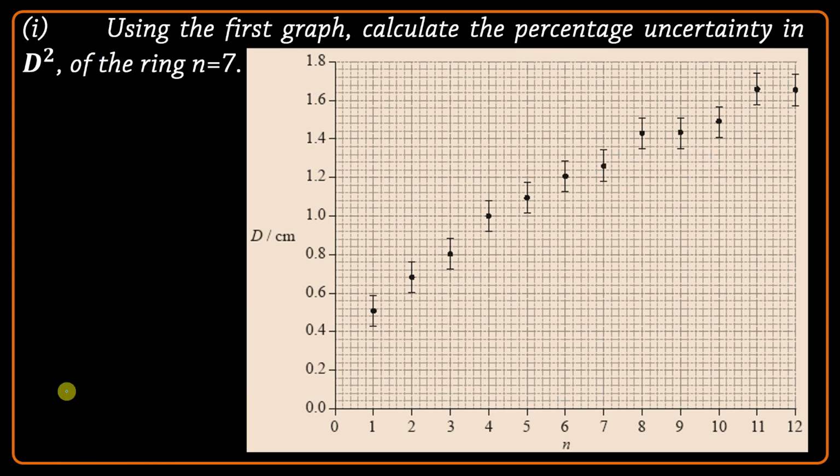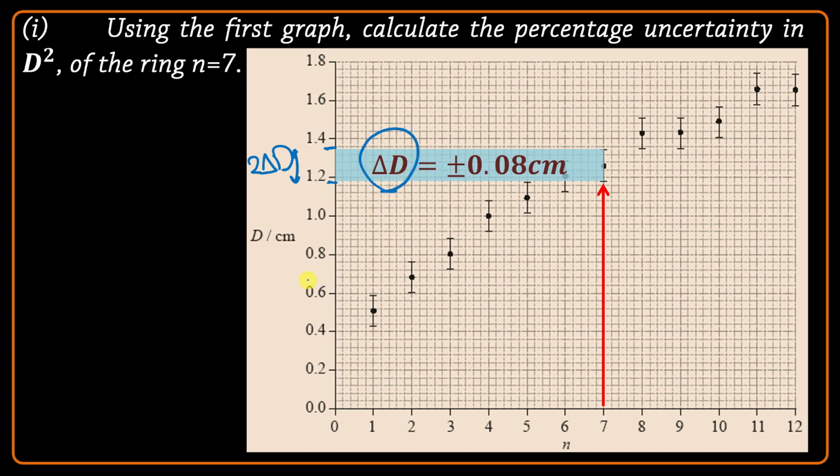This is something I will do. So let's go for the uncertainty. Here it's n equals 7, and then if you measure from here to here, it will be 2 delta d. So based on that, delta d is gonna be 0.08, because 2 delta d is almost 0.16 here, and so delta d is 0.08 centimeter.